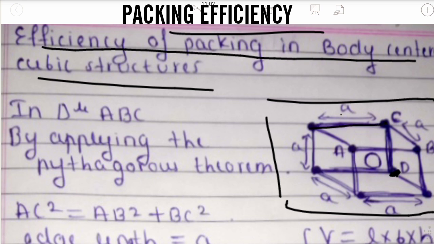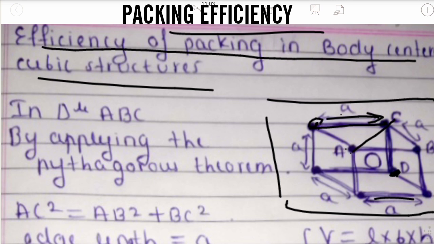What is edge length? Edge length is the distance between two particles. Here edge length is represented by a. Now join AC. When you join AC, you will get the triangle ABC.